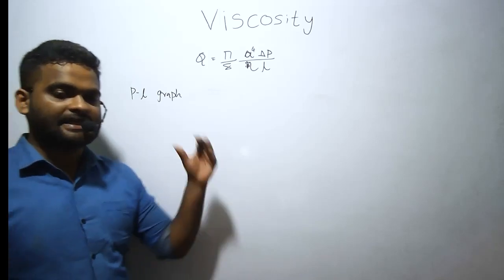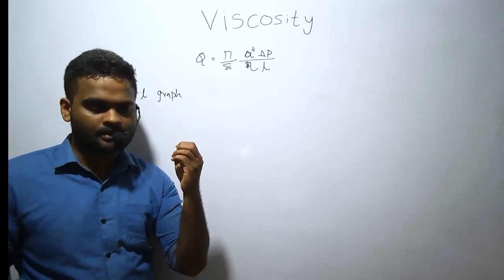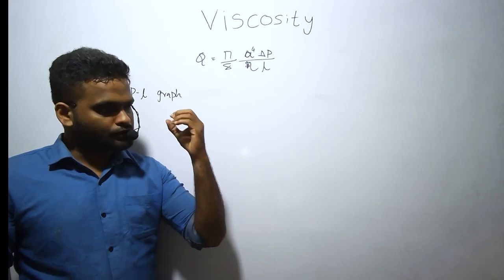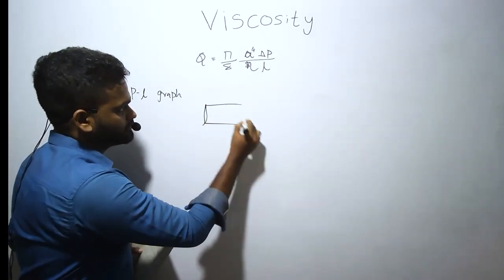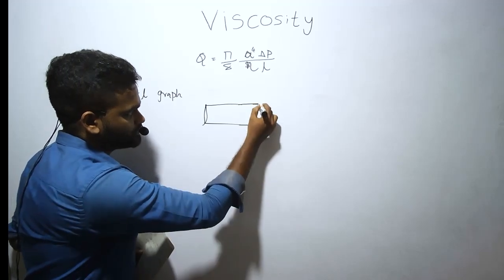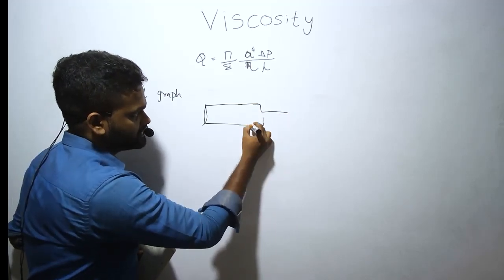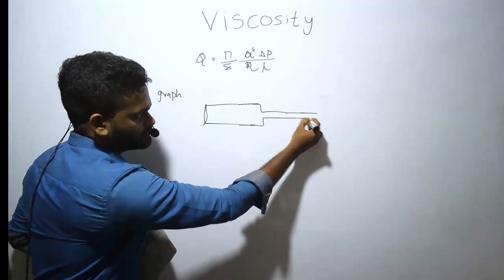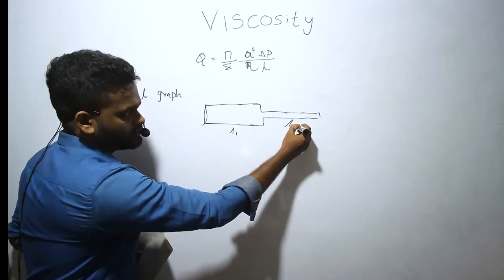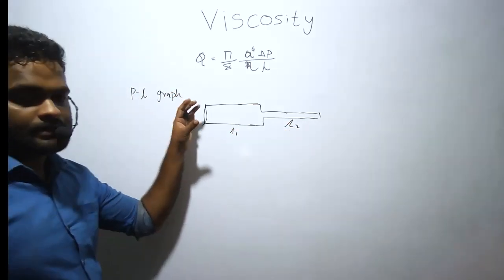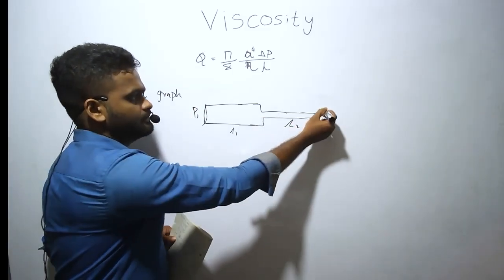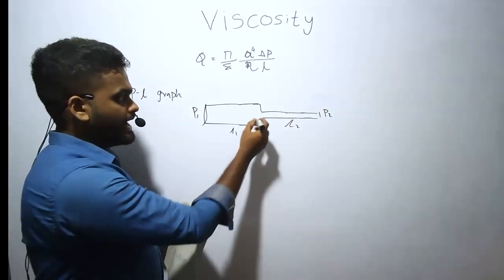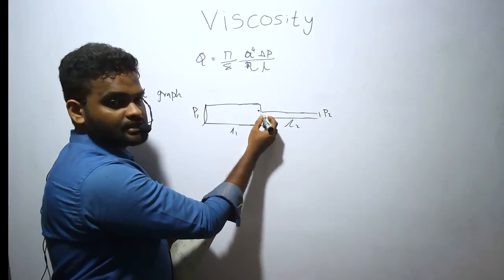So here, what I'm going to do is, throughout the pipe, so this is the pipe we discussed, the pipe system in series. Here the pressure is P1, pressure is P2, and at the junction the pressure is P.